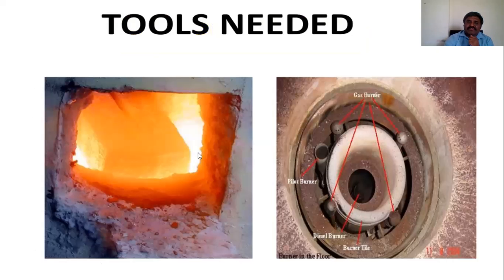As I discussed previously, this acts as a furnace. Inside the furnace we keep our work material so that heating can be carried out. Inside it we use a gas burner, a pilot burner, or a diesel burner. These are the furnaces where we heat our metal. After that we can go with the forging.